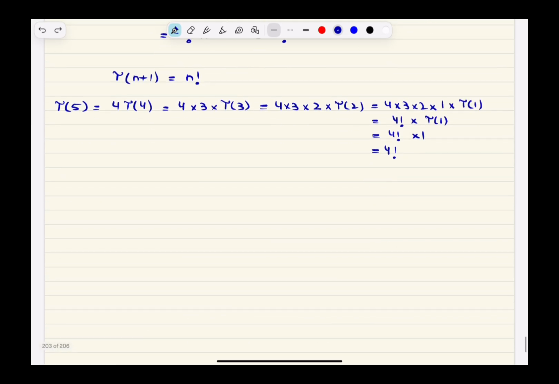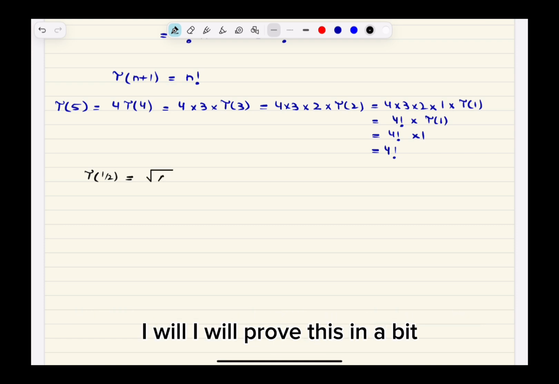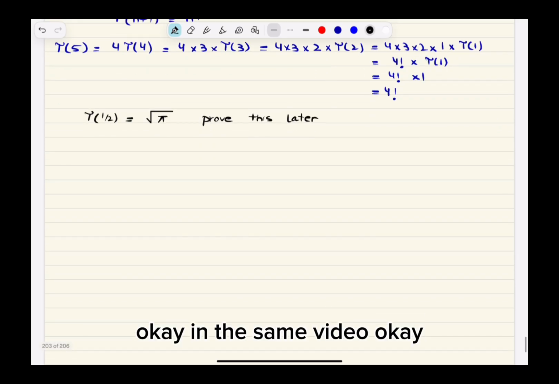Okay. What if we have a fraction? I'm going to prove this later, in the same video, that gamma at a half equals the square root of pi.